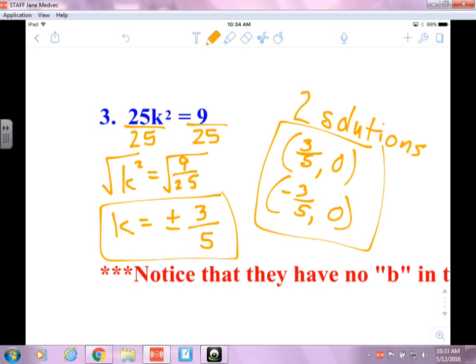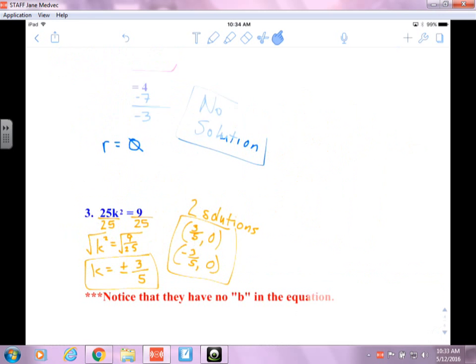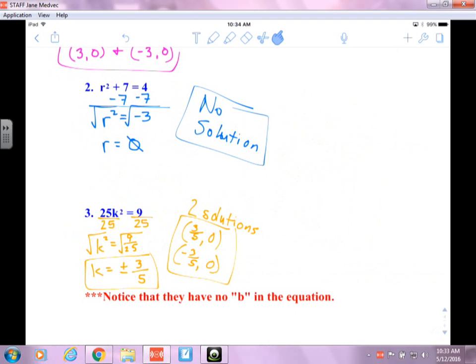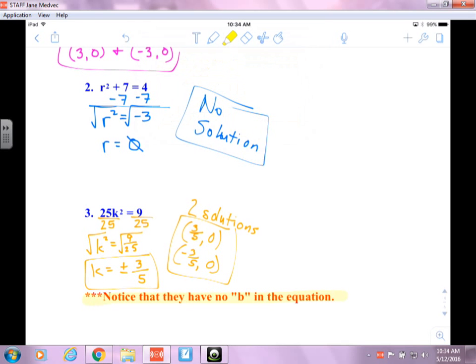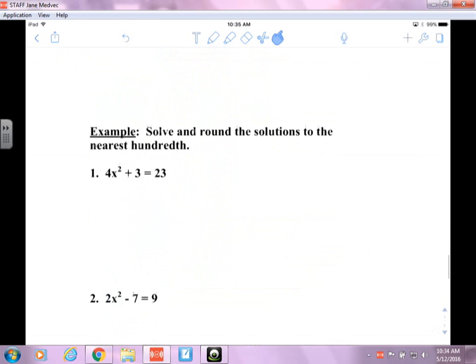Okay? All right, now notice, and this is key, that they have no b in the equation. You see that? Notice that at the bottom. There's no b. That's key, because you cannot do this easy stuff when there's a b. You have to do something else. Okay, and you're going to learn that another day. All right, let's keep going.